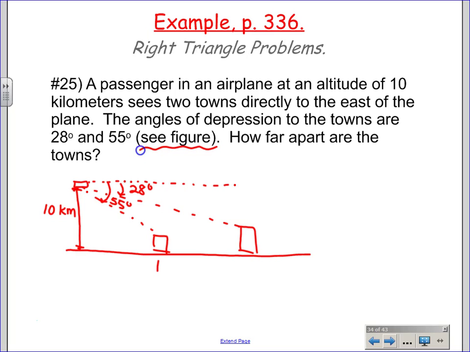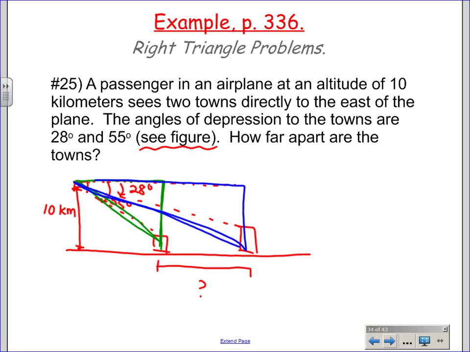How on earth am I supposed to figure this out? Why is Joe saying opposite? What do you know about the lengths of both opposites? It's how high the plane is. Couldn't I, using tangent, find this guy? And couldn't I, using tangent, find this guy?